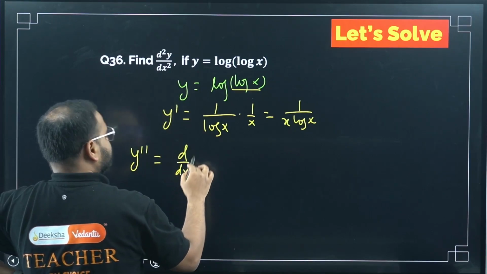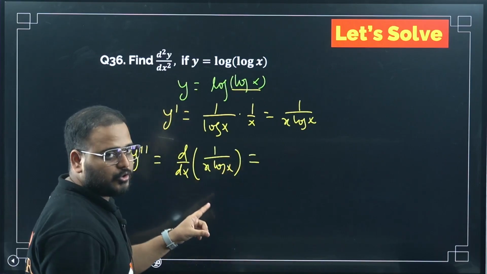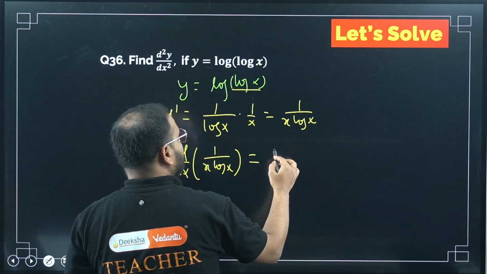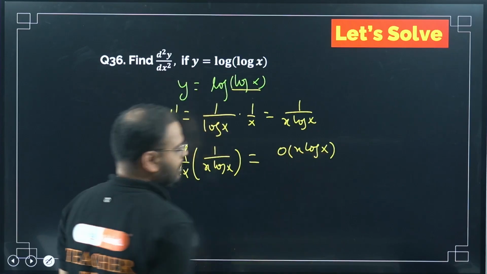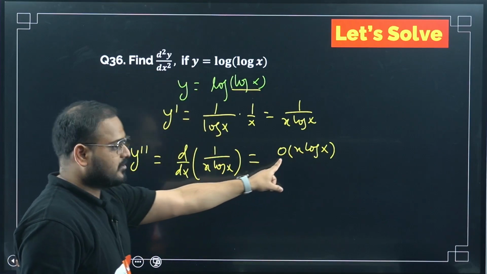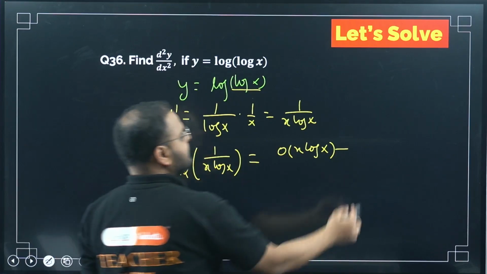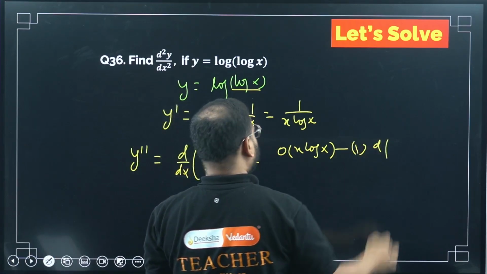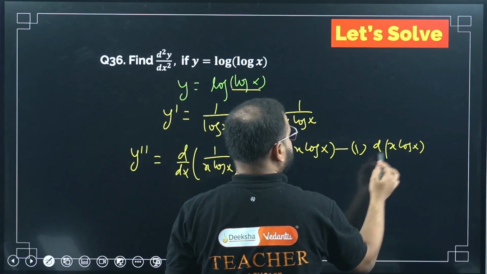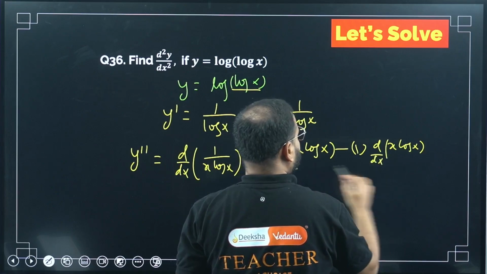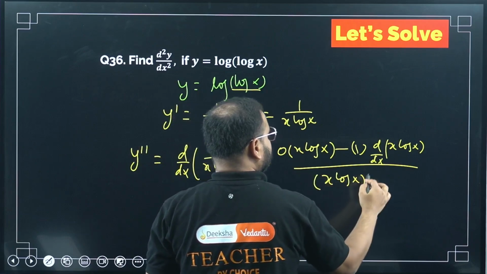Differentiation of 1 upon x log x. Please check here. Quotient rule, right? So 1 will be what, bacha? Differentiation of 1 will be 0. 0 times of what? X log x. Please see this. I am using quotient rule. Differentiate 1, 0. Keep this as it is. So x log x. What will come here? Minus sign. Keep 1 as it is and differentiate x log x. And divide the whole thing by x log x the whole square.